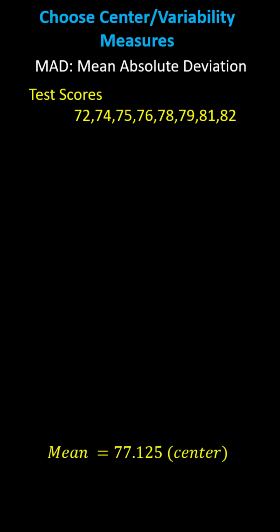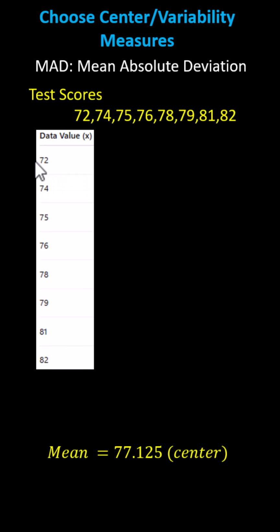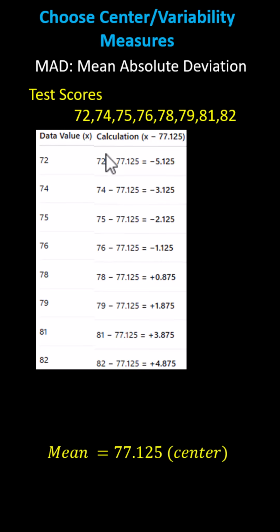To begin to determine the mean absolute deviation, we need the mean, which we already have. And now we'll form a table where the first column will be the data values. The second column will calculate the deviation, which is the difference of each data value and the mean. Notice we get positive and negative values.